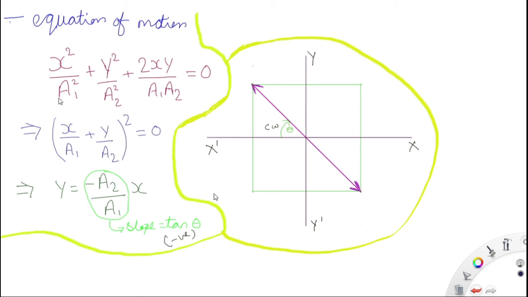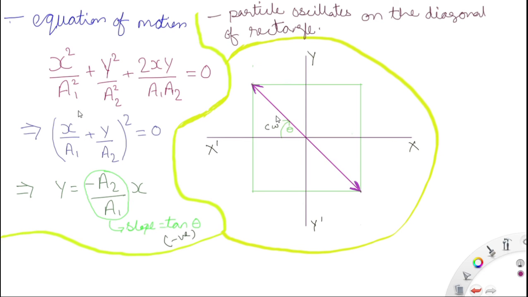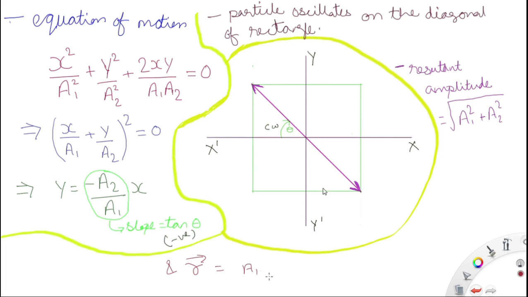Positive x direction, negative x direction, positive y direction, negative y direction. The particle oscillates on the diagonal of the rectangle. So this is the rectangle and this is the oscillation. This is like the AC current. You have seen this in AC current.